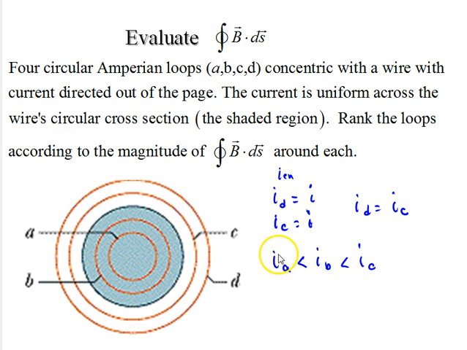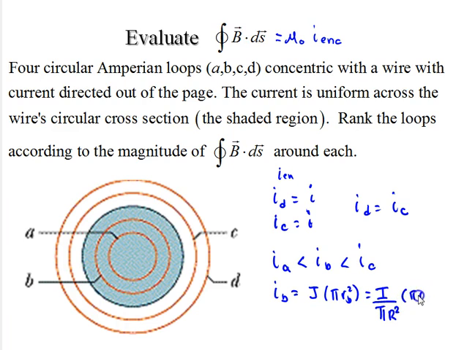If we look more closely at I_B, I_B would be equal to what? It would be equal to J times pi R_B squared, where our J is I over pi R squared. So that would be times our pi R_B squared, where this is our R_B and there's our R. So that's it for this video. We'll do examples in the next video.